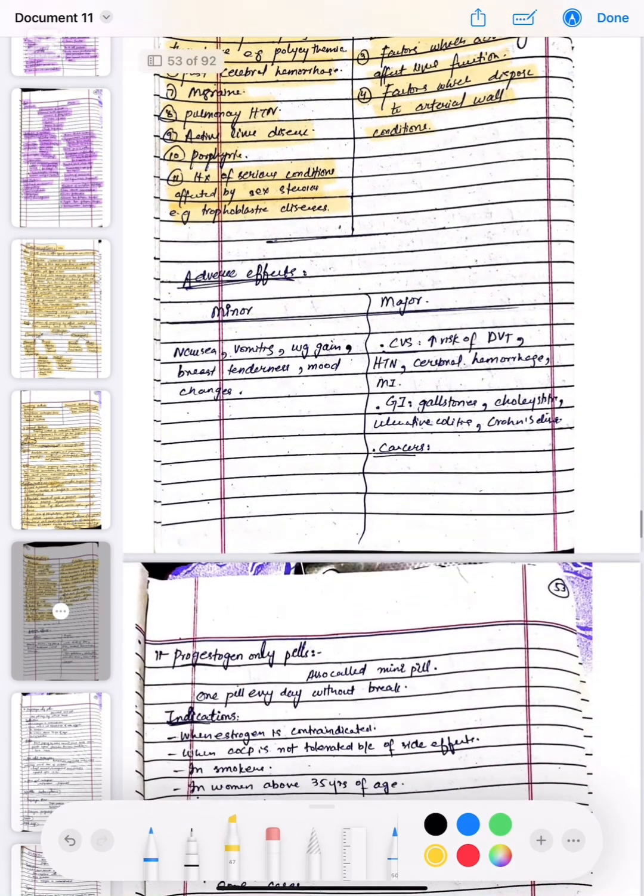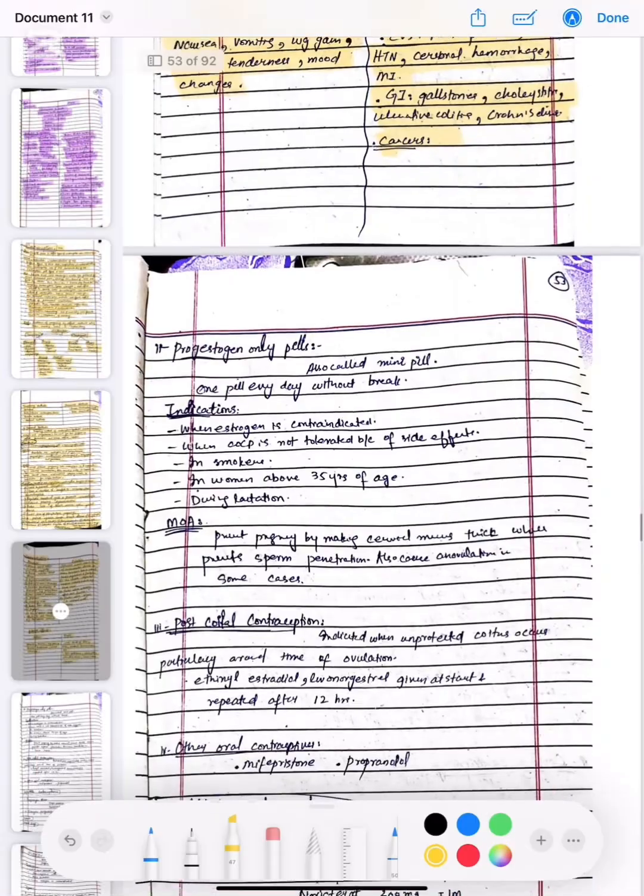Now, the adverse effects of the combined oral contraceptive pills are minor and major. The minor are nausea, vomiting, weight gain, breast tenderness, and mood changes. The major are serious, that is increased risk of DVT, hypertension, cerebral hemorrhage, and MI. And the GI major adverse effects are gallstones, cholecystitis, ulcerative colitis, and Crohn's disease, and then cancers.